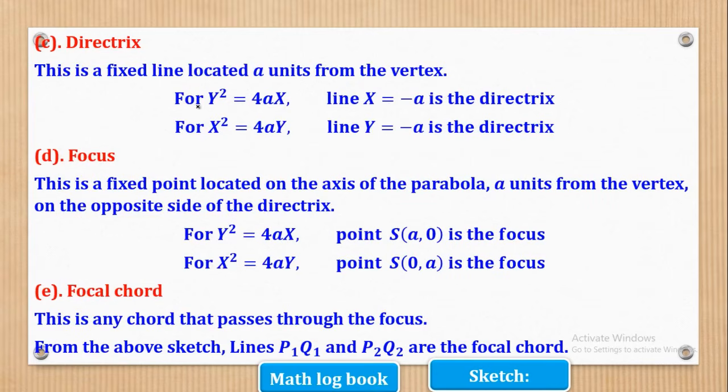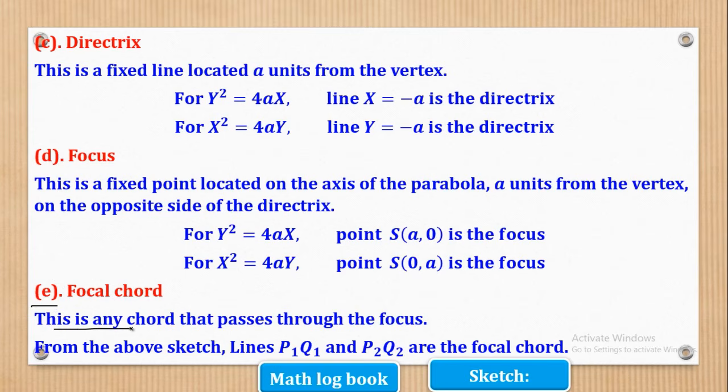So you already saw from our mathematical logbook that if it is in this form, the focus will be in that form. Now when they interchange, it is now x which is squared. That means that here you are going to interchange. What was here goes here, and what was here goes here. That's why you get (0, a). That is focus.